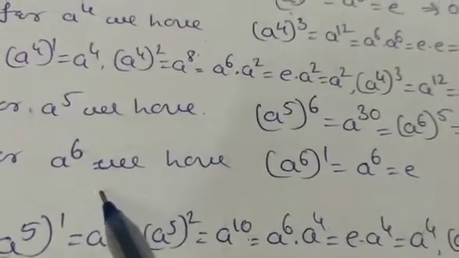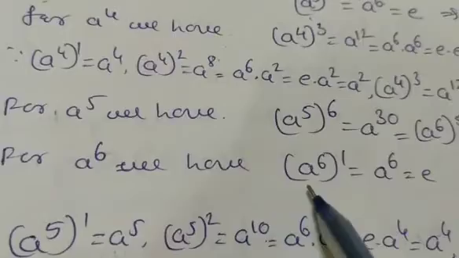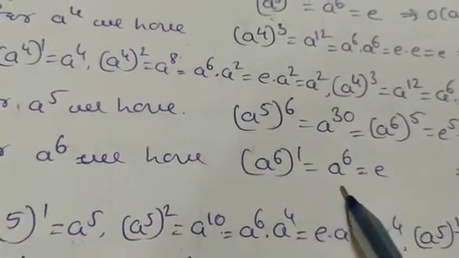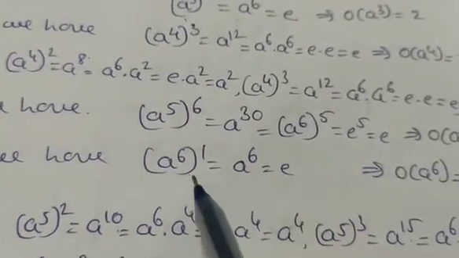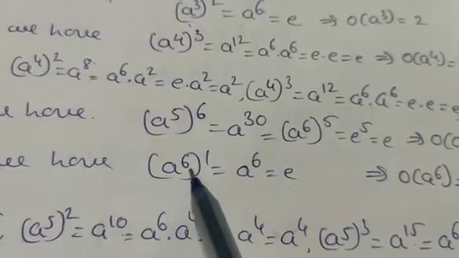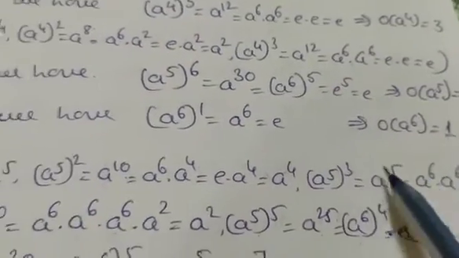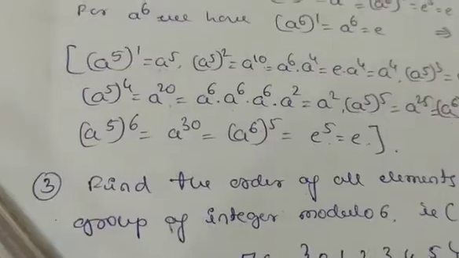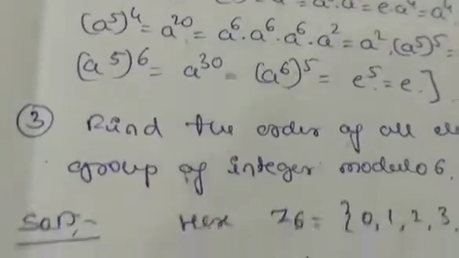And lastly, the order of the element a raised to 6. We have here a raised to 6 to the power of 1 is equal to a raised to 6. It is equal to e. This implies the order of a raised to 6 is equal to 1. So like this we can find the order of each and every element of this group.